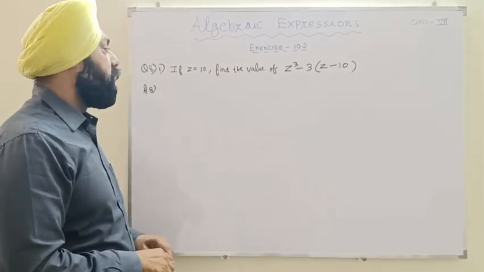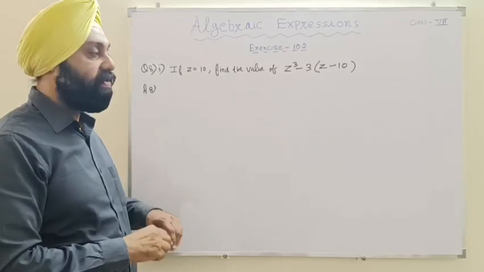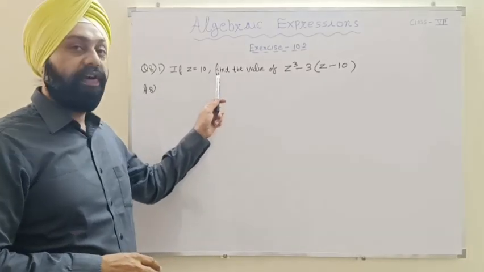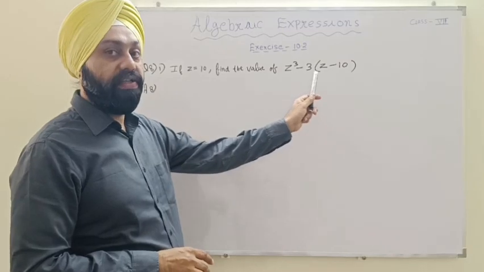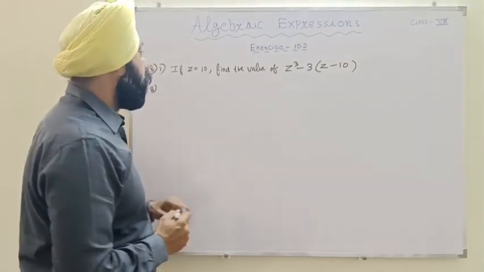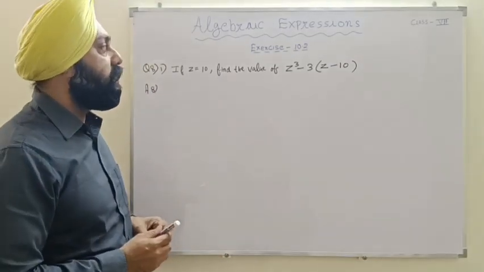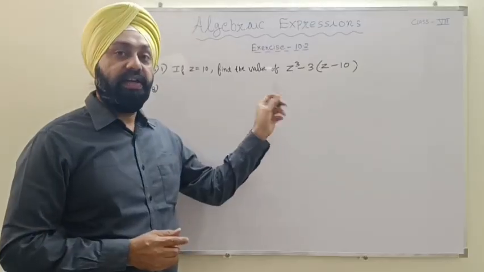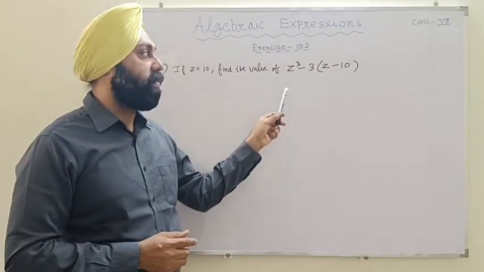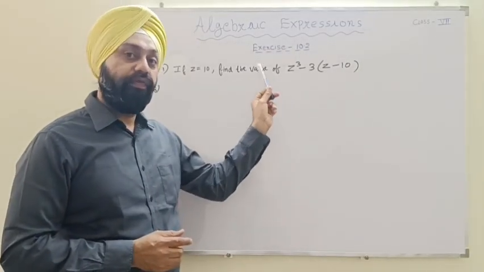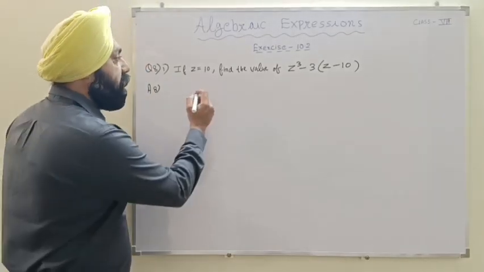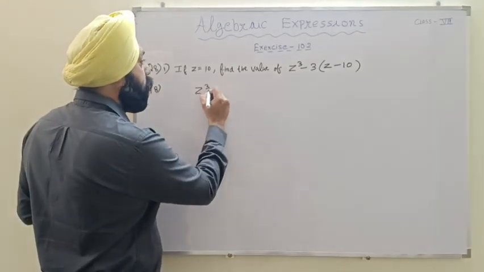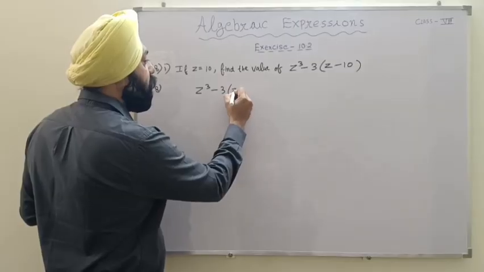So moving on to the next question, question number 8. If z is equal to 10, then find the value of this expression. z cube minus 3 into bracket, it is z minus 10. So the common mistake that a student makes is that he will directly put the value of z in this expression. But before that we have to first simplify the expression. Simplify, how do we simplify? Let's see. So it is z cube minus 3 into z minus 10.